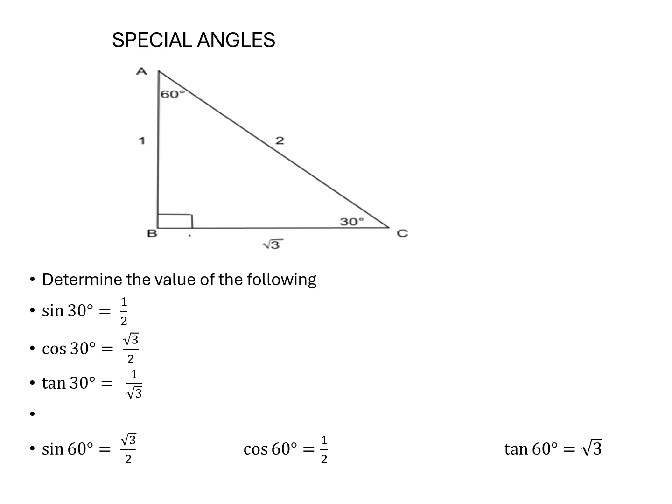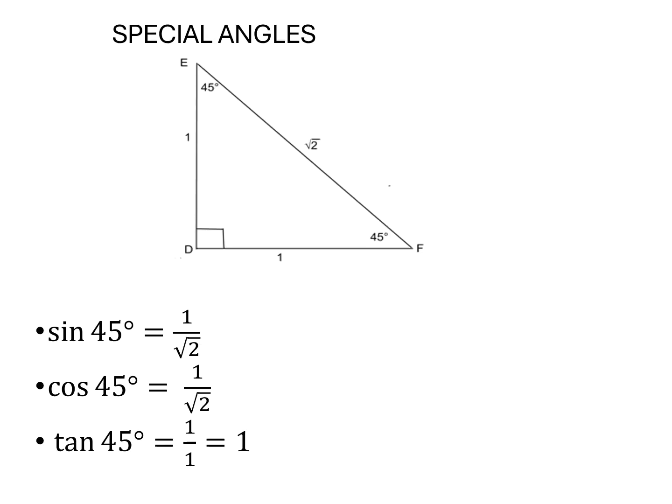Right, let's go look at 45 degree angles. So we have 45, 45, so for two angles to be the same, the sides must be the same length. So ED and EF are both 1. We use the theorem of Pythagoras, that would give me the hypotenuse, the terminal arm, as square root 2.